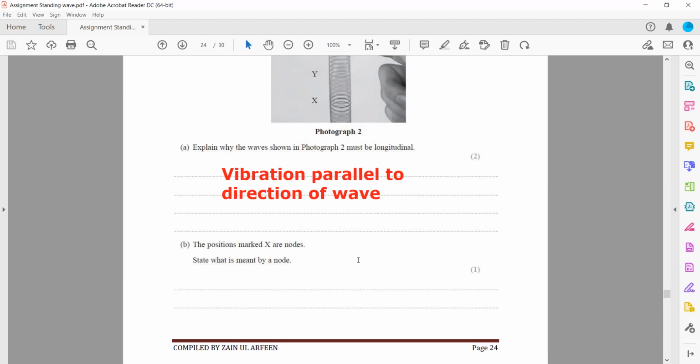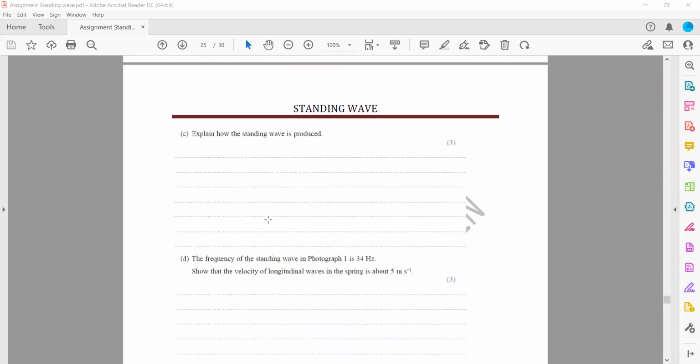The positions marked X are nodes. What is meant by nodes? How do we define the term node? You have to learn this: a node is the point where the amplitude or displacement is always zero. A point where the amplitude is zero, or the displacement is zero, we call a node, and a point where the amplitude is maximum, we call an antinode.